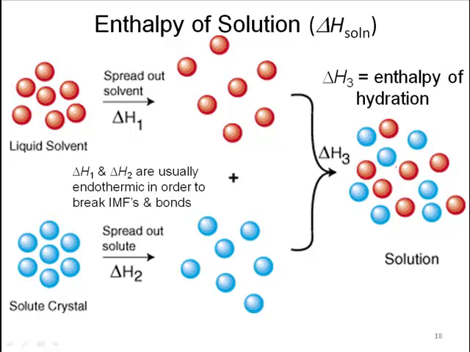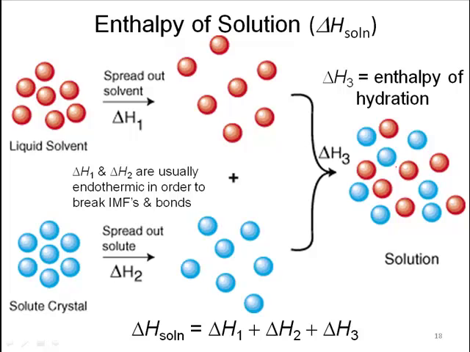So wait a minute. You've got these two competing factors. Whichever one is bigger tells you whether it's going to be exothermic or endothermic. Does it require more energy to spread it out, or more energy is released when it comes together? Which one is winning? So it's a competition. That's why you can have it either being exo or endothermic.